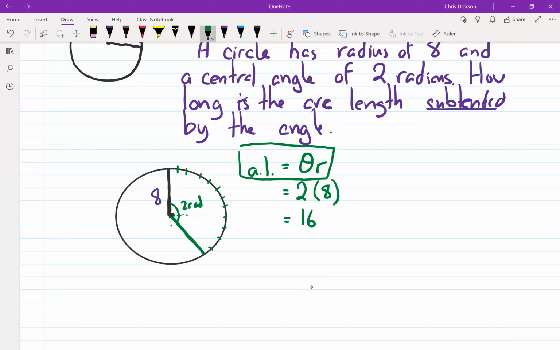So for example, let's just change the question up here, and let's say you were told that the central angle was 3 radians. Well, what that means now is that the arc length is 3 radii. So if it was 3 for the angle, then we would times that by 8, and that would give us 24. So it'd be 24 units long. So the radians give you a lot more information.